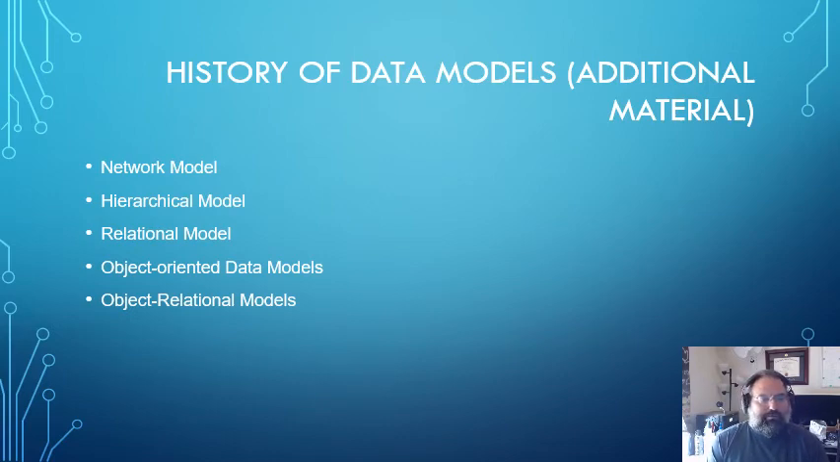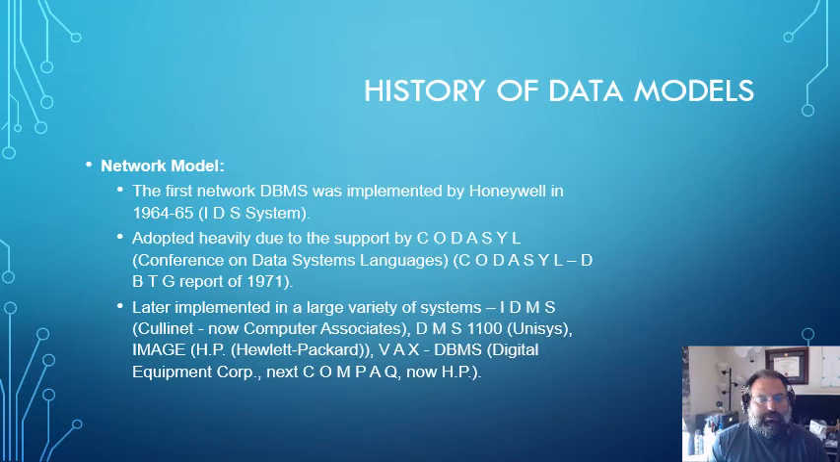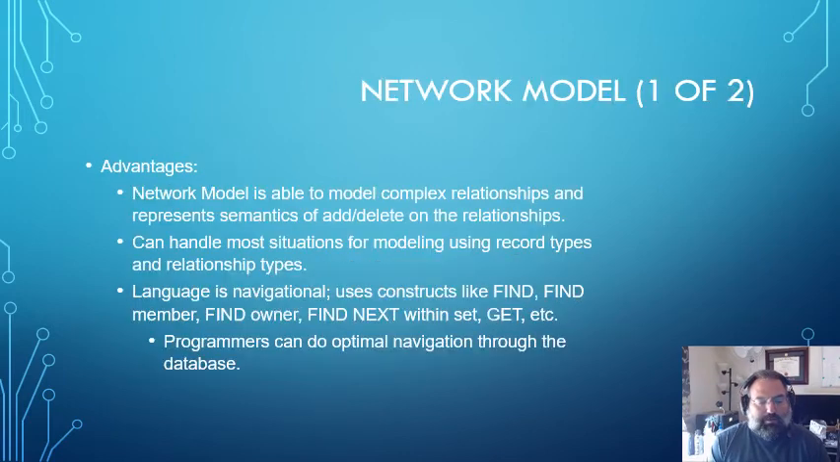When you talk about the history, things started off with network, hierarchical, relational, object-oriented data models, and object relational models. The history of data models. The network model was first introduced back at Honeywell in 1964 or so. It was adopted heavily due to its support by CODASYL, the Conference on Data Systems Languages, which reported it in 1971. It was later implemented in a large variety of systems.